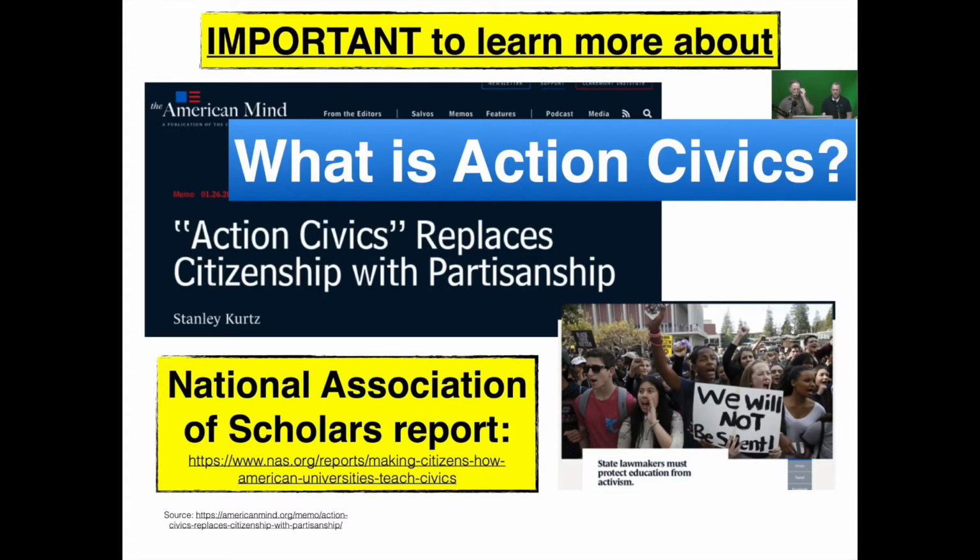Kirsten, when we're looking at your presentation, I'm looking at I think it's slide number 4, where it talks about what's important to learn more about. What is Action Civics? Is that the curriculum that's being promoted in this relationship, or what does that mean, Action Civics? Yes.